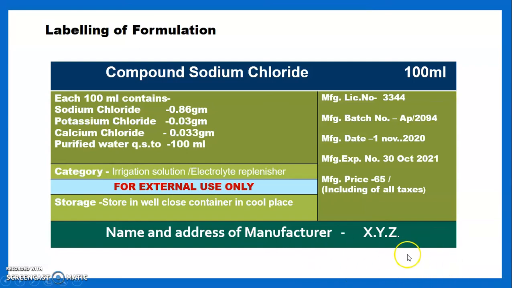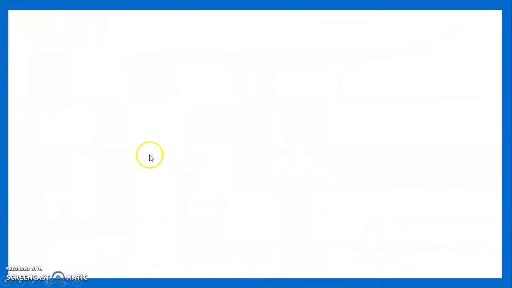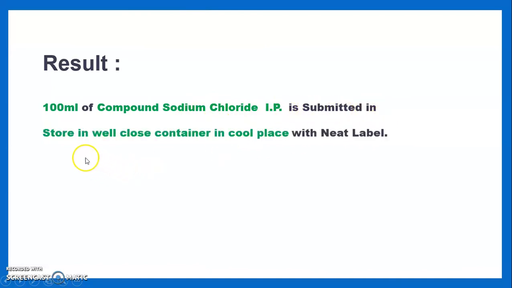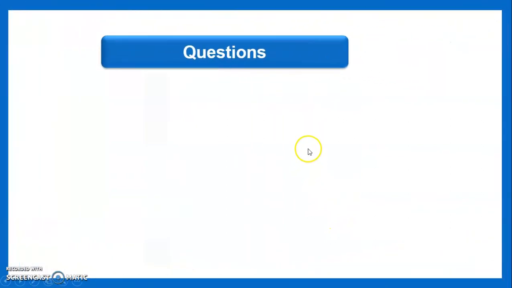Then we move towards the next section, that is the result. The result of our preparation should be written as: 100 ml of compound sodium chloride solution IP is submitted in a well closed container in a cool place with the net label. This is our result. In this way we finish our practical. Then we move toward the question answer session.